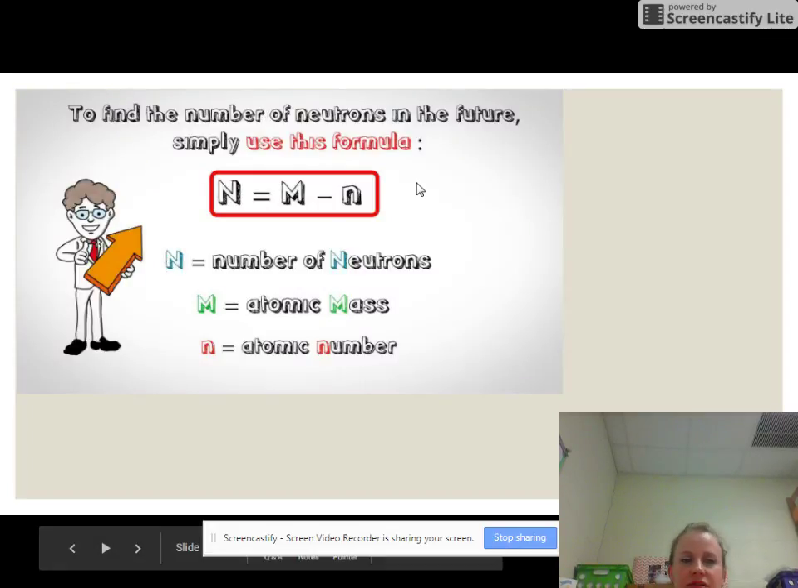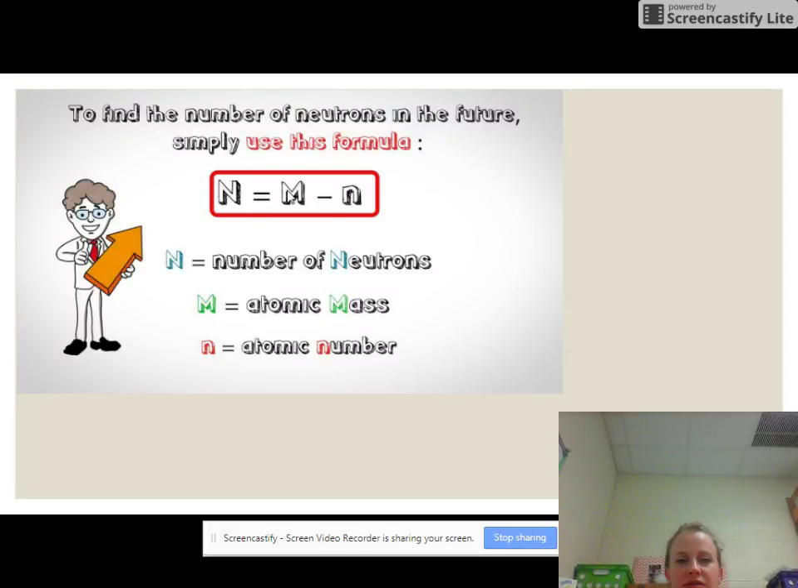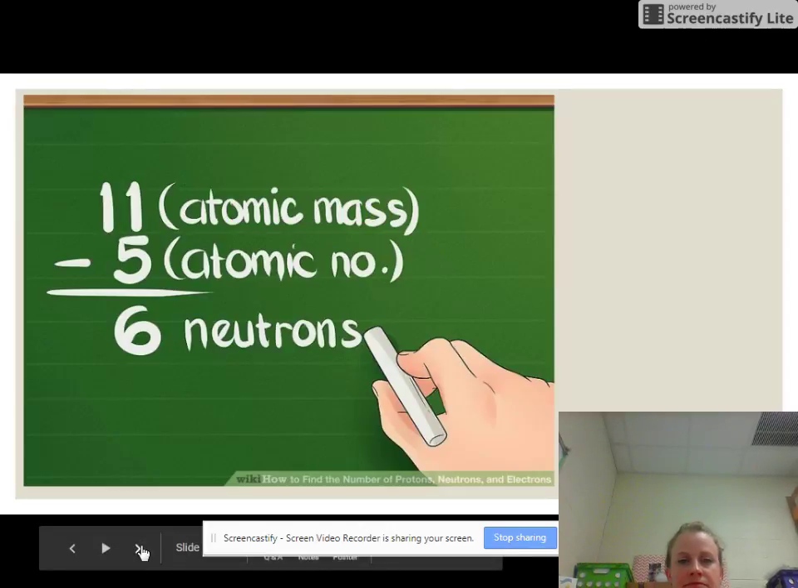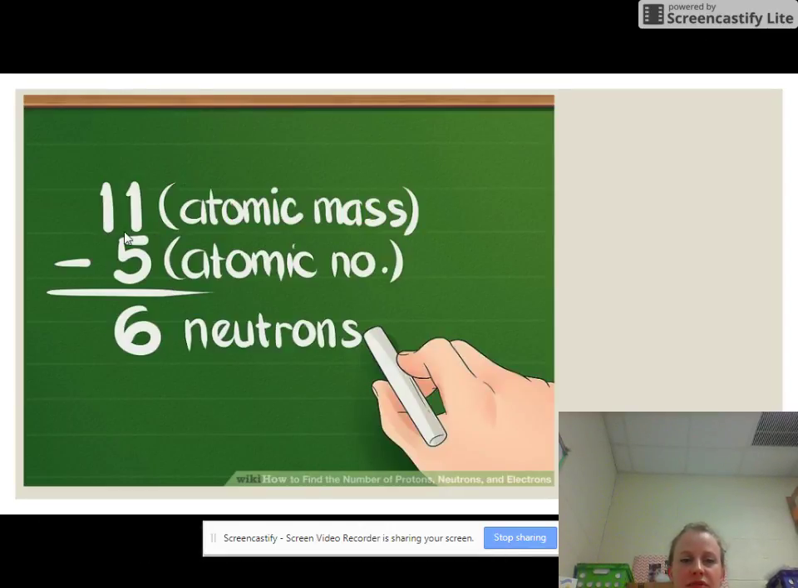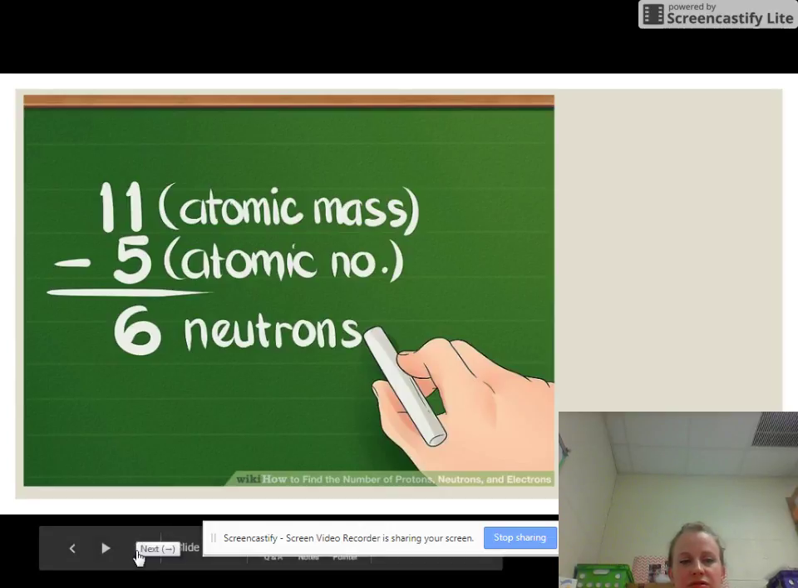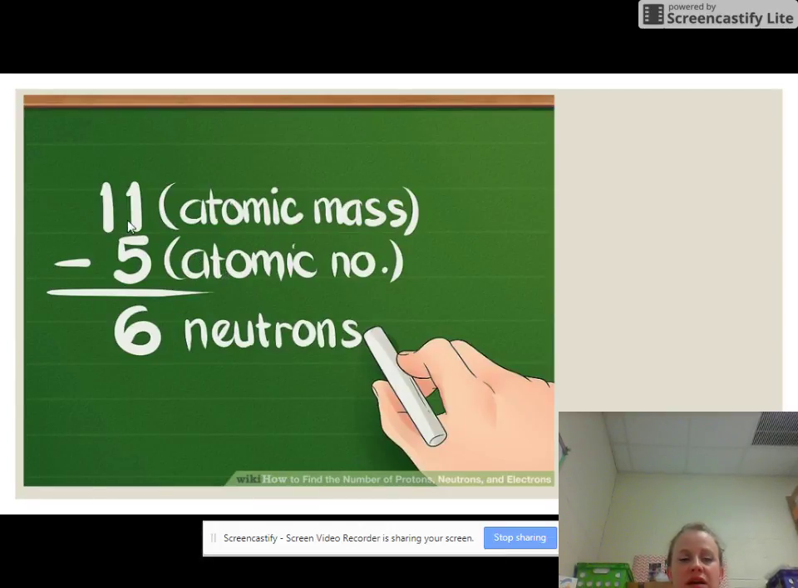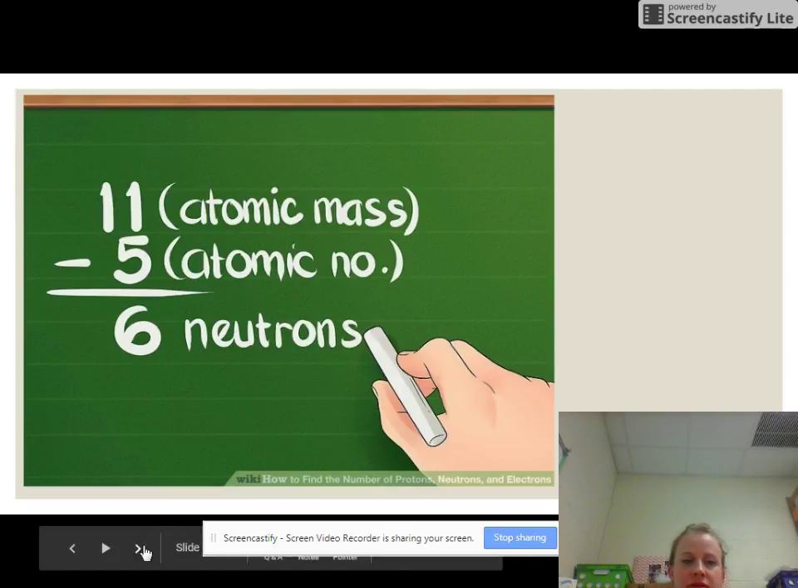Here's just another slide that's showing the exact same thing. So up here in this little formula, the N equals the number of neutrons, and that equals the atomic mass minus the atomic number. So in this example, they have the atomic mass is 11, so they probably rounded it. Minus the atomic number is 5. Your number of neutrons would be 6. But remember the atomic number too, so this means that that atom would have 5 protons and 5 electrons.